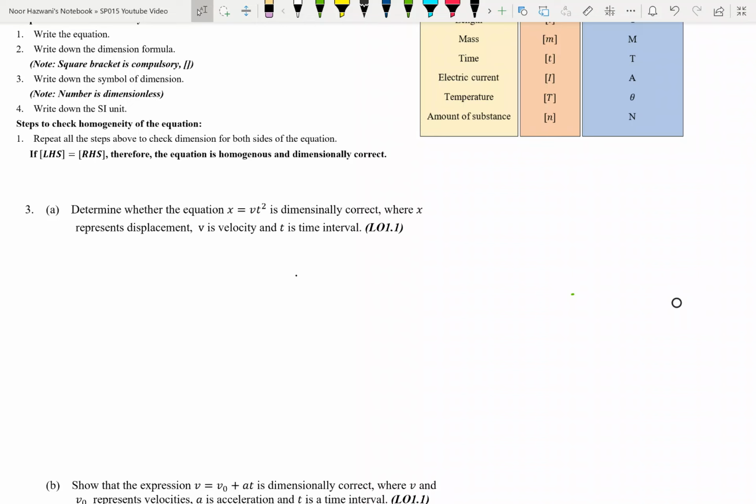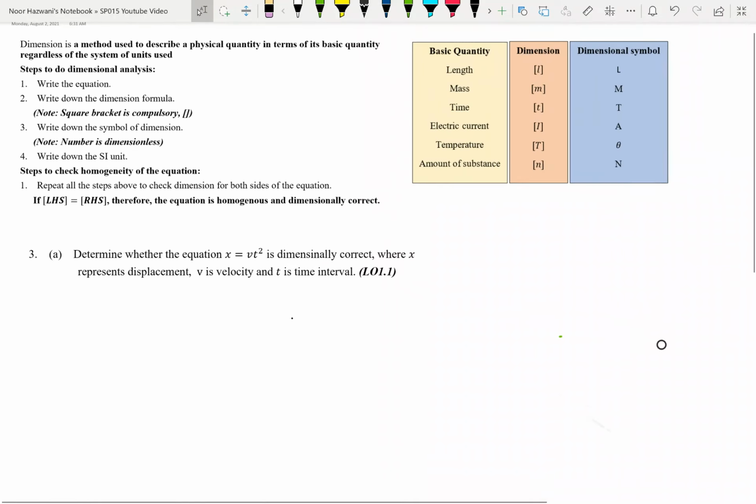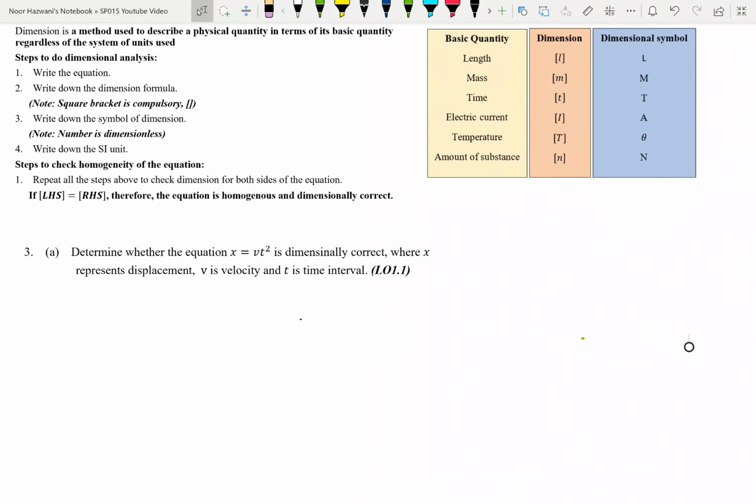So in this video, we are going to proceed our discussions of still topic 1, but for example number 3. The question is, determine whether the equation x equals vt squared is dimensionally correct, where x is displacement, v is velocity, t is a time interval. So we have to prove whether the equation is dimensionally correct or not.